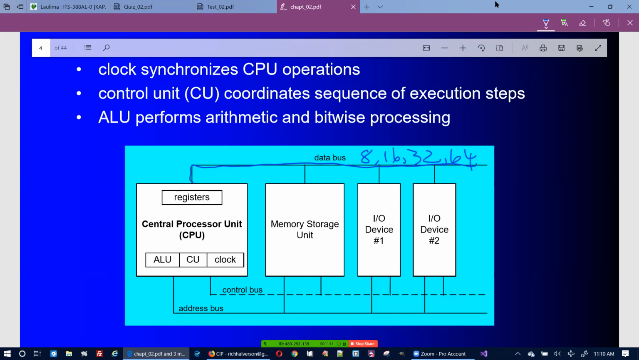And the thing is, if it's only an 8-bit data bus, then if we want to transfer 16 bits worth of data, it takes two cycles, or 2 transfers. If you want to transfer 32 bits, it takes 4. If you want to transfer 64 bits, it takes 8. So that's how the size of the bus can slow things down. The data bus is bidirectional, of course. You can send data in, take data out.